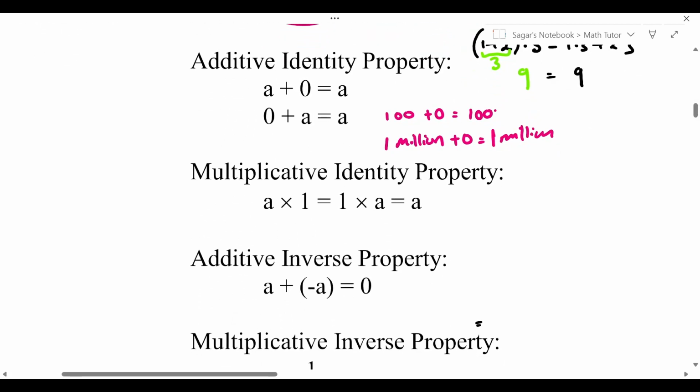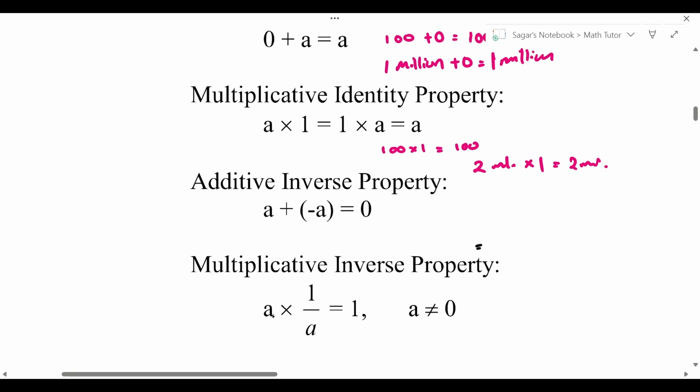You will also notice for the multiplicative identity property, any number multiplied by 1 does not change. Have a look at this. 100 times 1 is 100. 2 million times 1 is 2 million. Because 1 is singular, right?